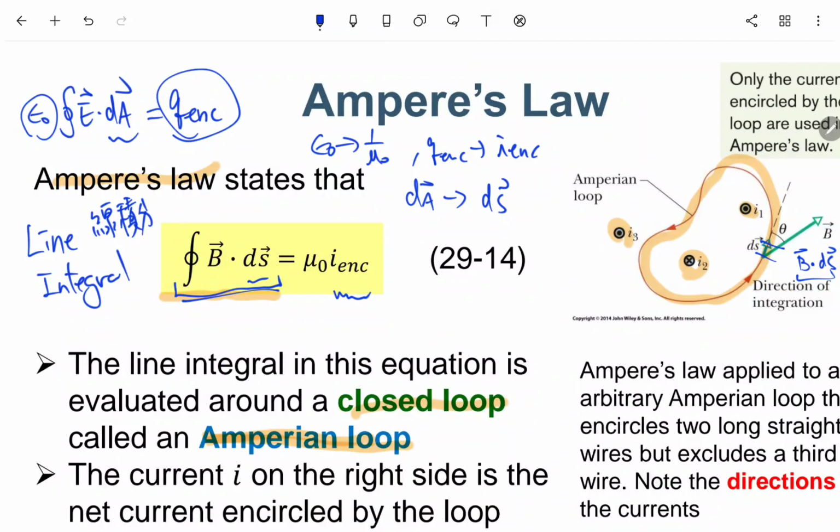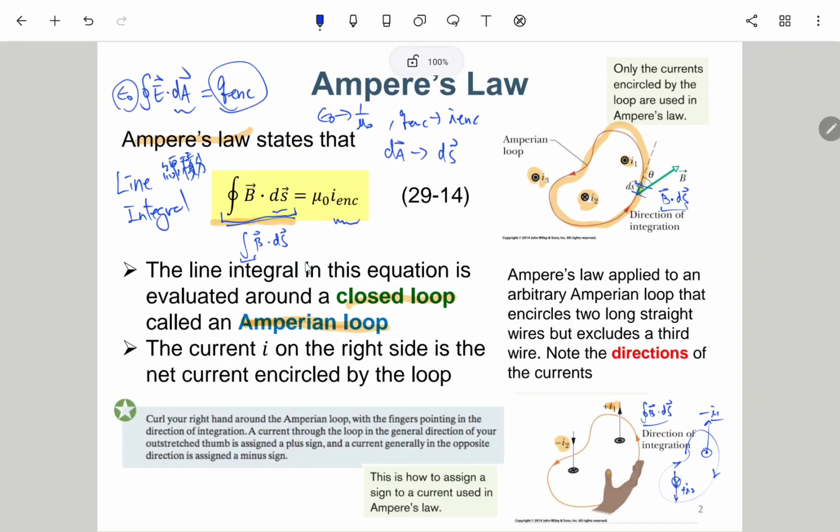Originally, a line integral doesn't necessarily have to be closed. So maybe sometimes we can have something like this. This integral is not for a closed loop or an Amperean loop. But if it is an Amperean loop, similar to Gauss's law, if it is for a closed surface, we draw a circle here to specify that this line integral is for a closed loop or an Amperean loop.